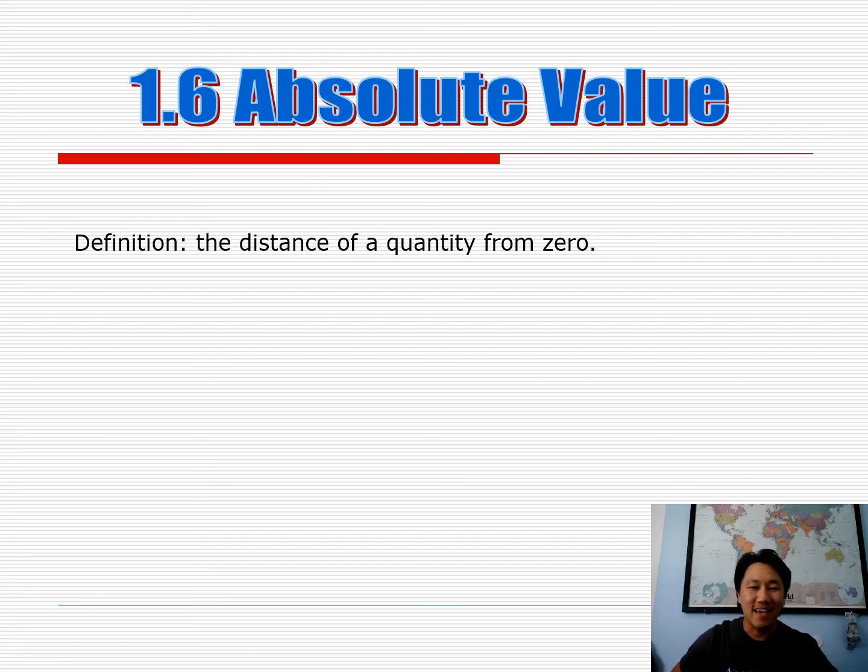All right, last section in chapter 1.6, absolute value. Most of you guys remember doing absolute value in Algebra 1. By definition, the absolute value is just the distance of a quantity from zero. So it's a distance away from zero. And most of you guys just know it as something positive. Whatever it is, you have to turn it positive. Well, kind of. It's because distance is never negative. It's always positive.